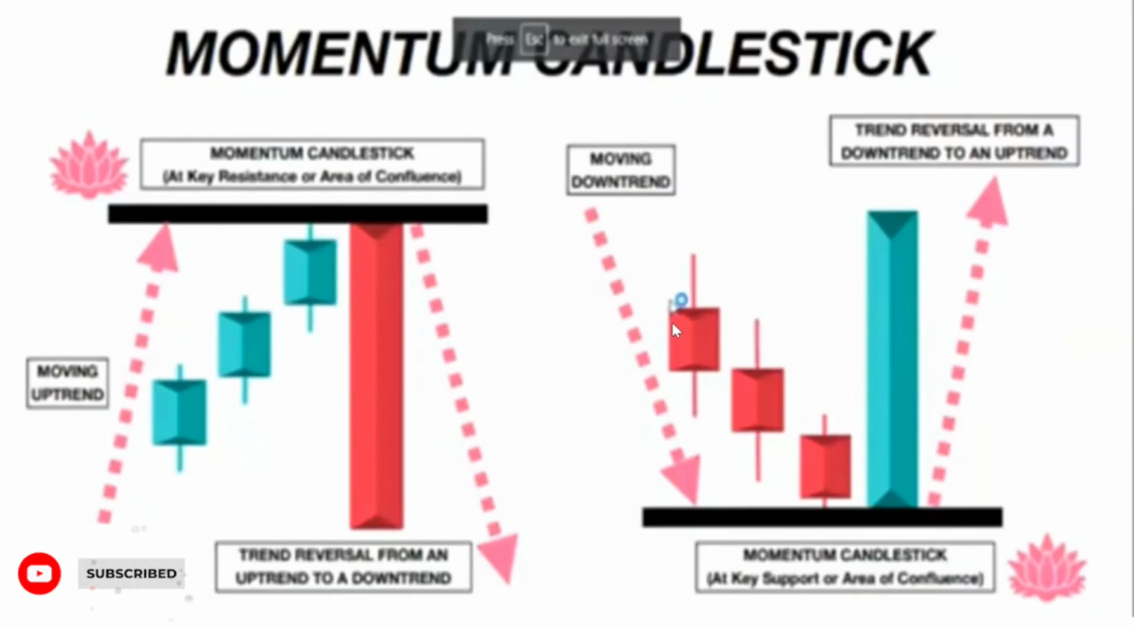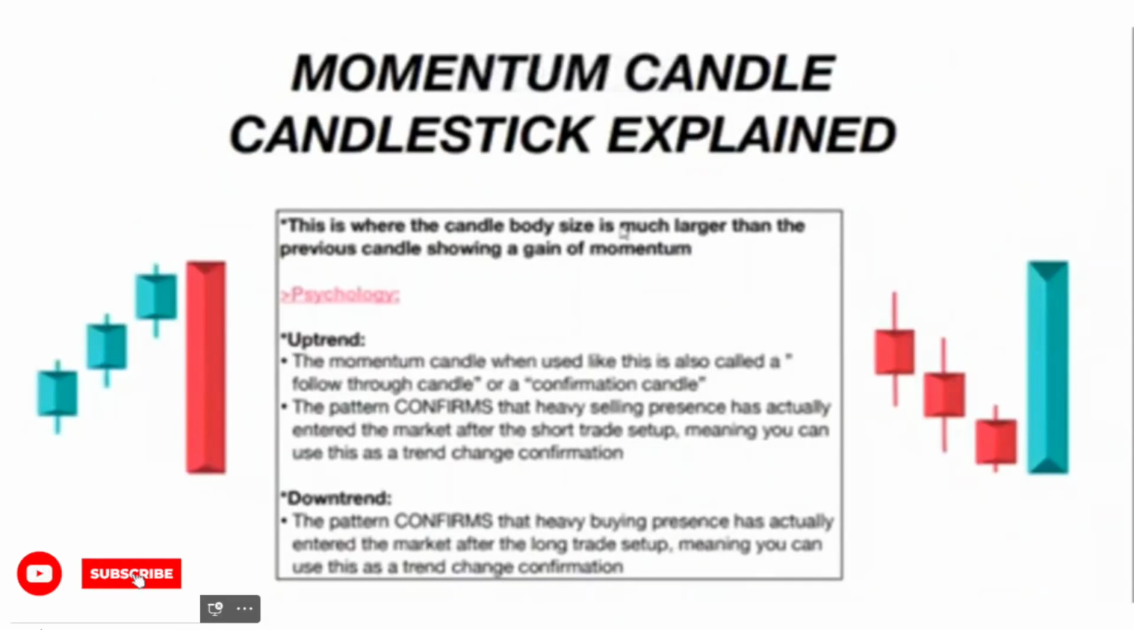So we also have an example over here, where sellers came and pushed it down to the area of supply over here. Buyers came and pushed it up, and buyers took control of the market. Okay, which simply means this is where the candle body size is much larger than the previous candle, showing a gain of momentum. So the momentum candle, when used like this, is also called a follow through candle.